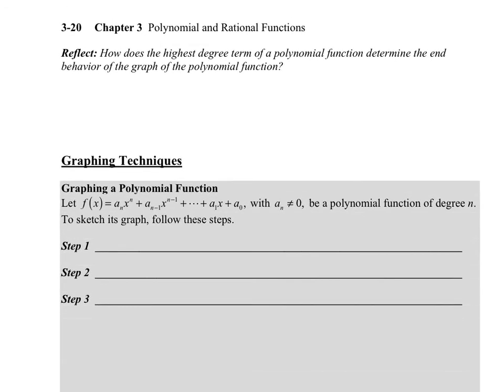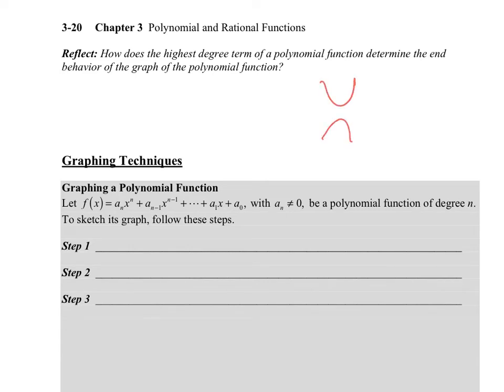Okay. Highest degree. Well, it just tells you, you either have up, down, positive, falls to the left, or rises to the left. That's what happens with your pictures.